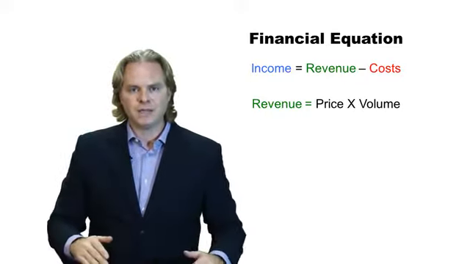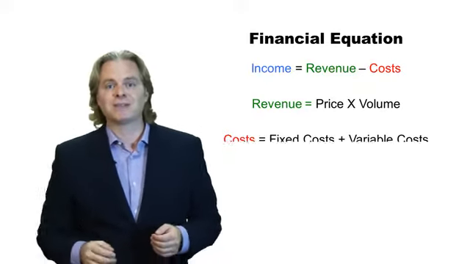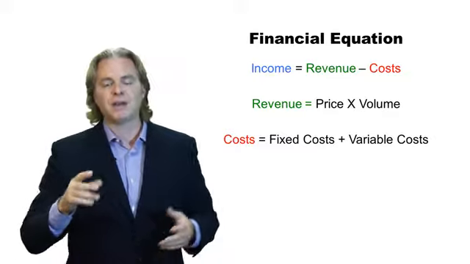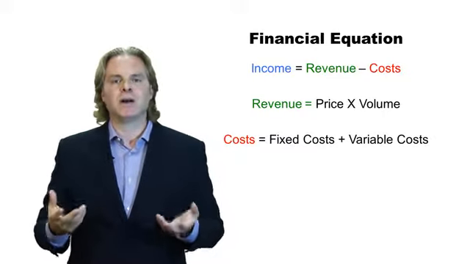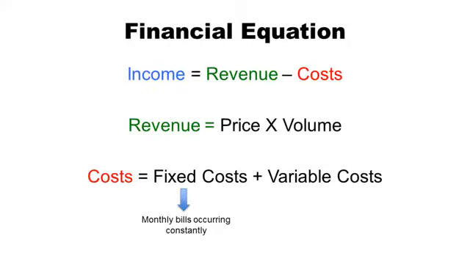Then you go to the next step down. You start looking at costs. There's a formula for costs. Costs equal fixed costs plus variable costs. Figure out what your fixed costs are. What are your fixed costs? That's what you're going to have to pay month after month after month. These are the expenses that are just going to exist whether you do business or not.